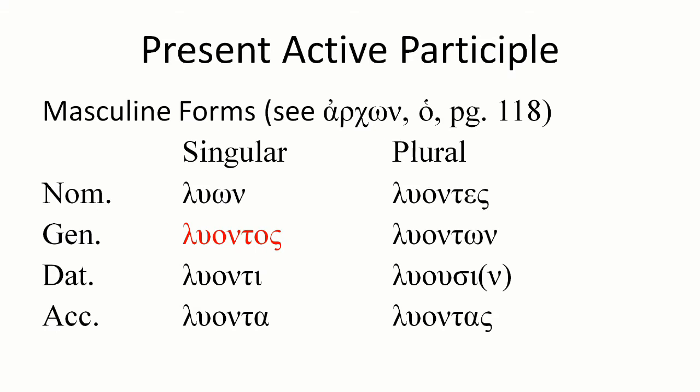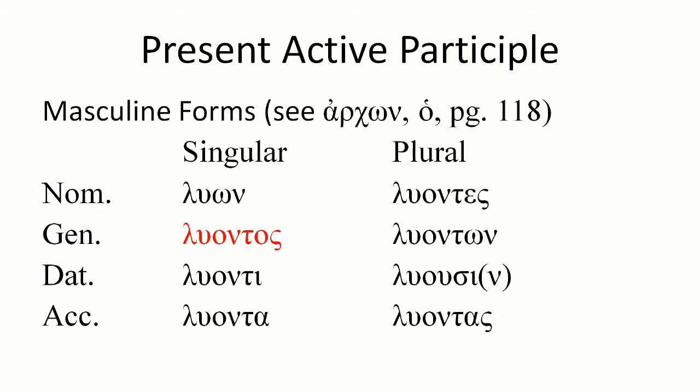Plural: luontes, luonton. Omega nu is always the ending, but be careful, omega nu is on that nominative singular. You know that this is a genitive plural because it has that stem change, that little connecting part, omicron nu tau. So luonton, omega nu, genitive plural. Dative plural is always this kind of weird form. It's always going to look a little bit different, and this one is luusi, or luusin, with the movable nu, and then accusative plural luontos goes back to the standard changed stem. So there you have your masculine forms of the present active participle.